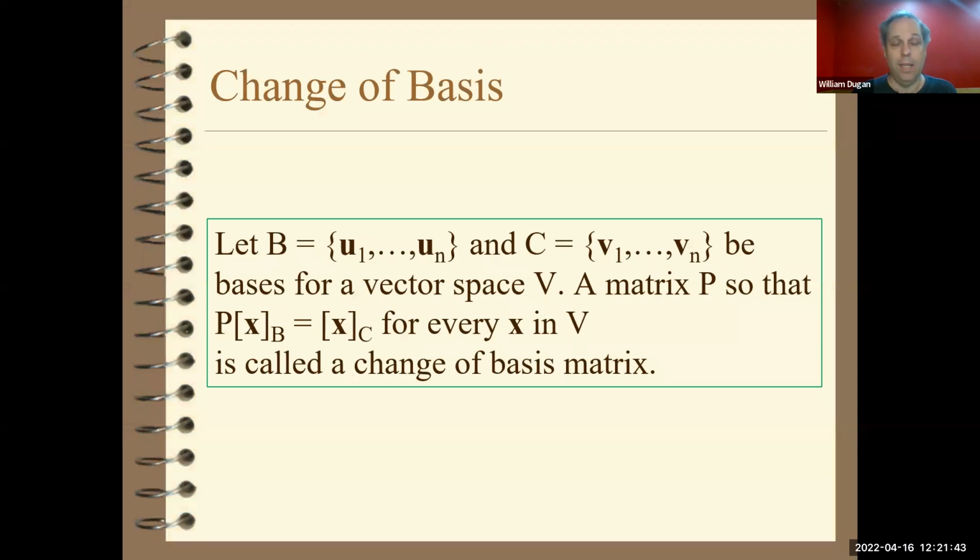So let's say that we have a finite dimensional vector space V that will have two bases, B and C. The basis B will have u1 through un, and the basis C will have v1 through vn. Any matrix that sends the coordinates of a vector x in V relative to B to the coordinates of x relative to C is called a change of basis matrix. Now that's a lot of words, so I'm going to draw a picture to help you understand.